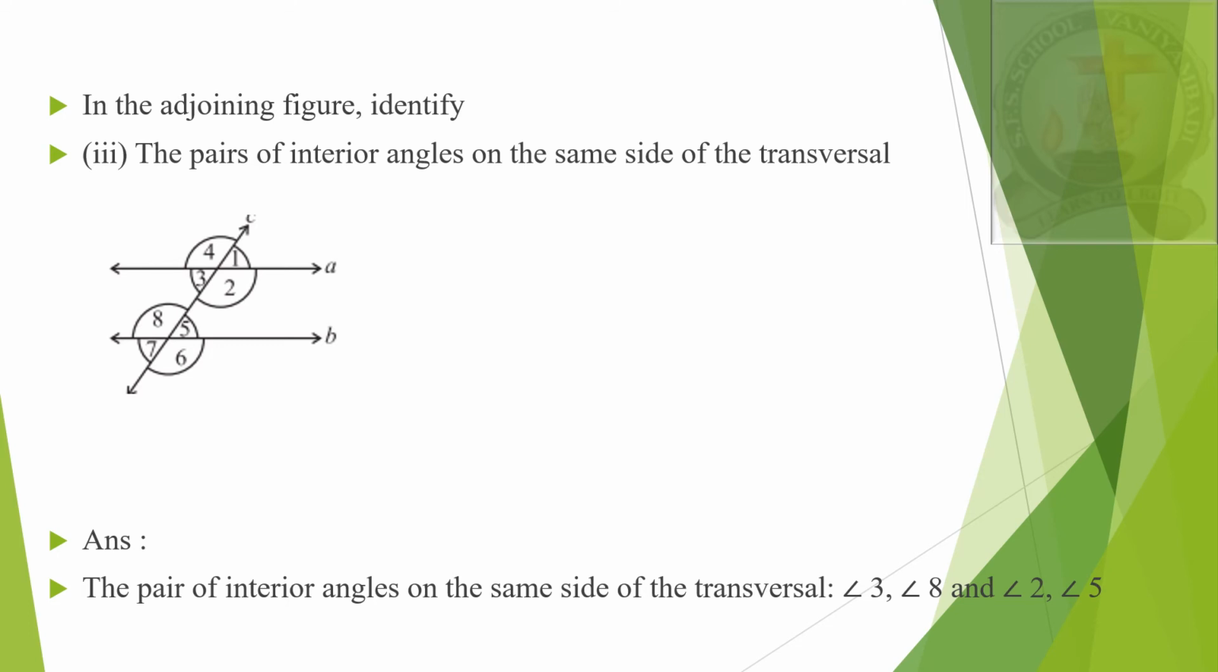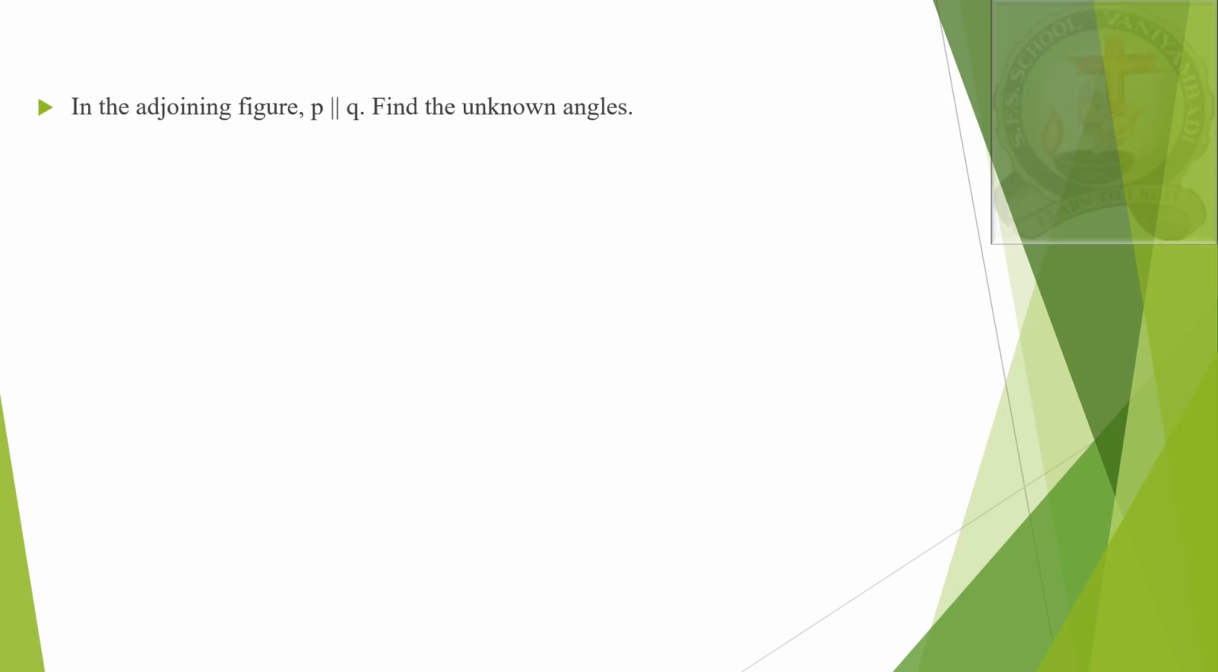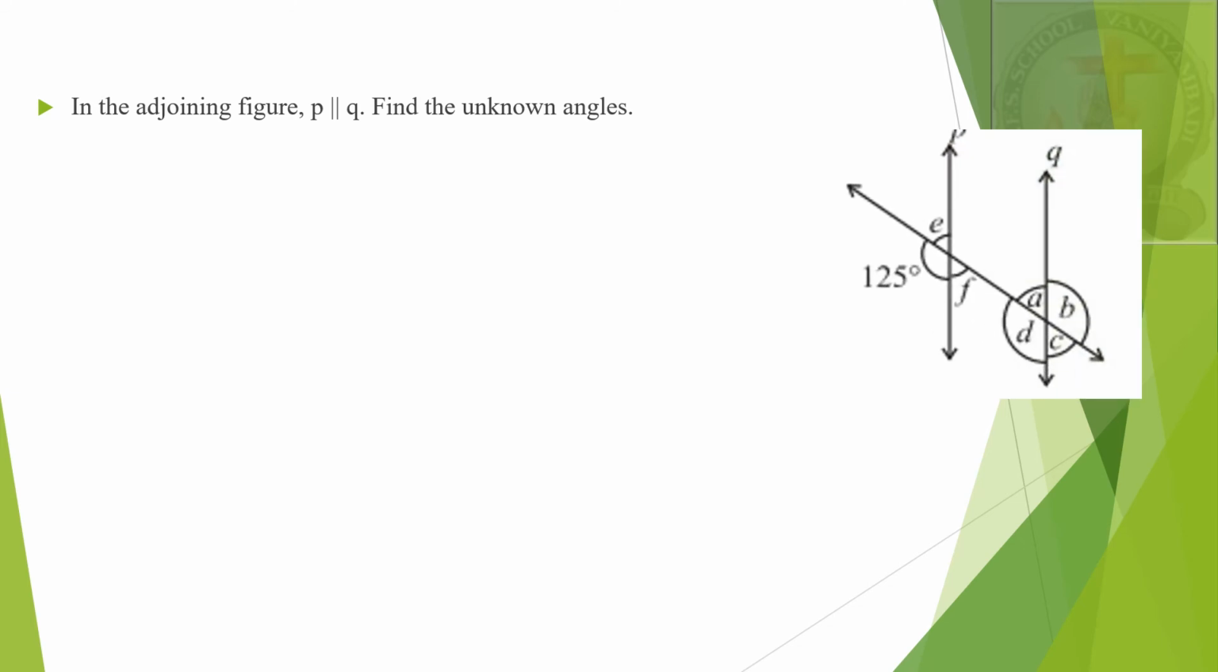The next question is, in the adjoining figure, P is parallel to Q, find the unknown angles. Okay, now it's a very easy one. So children, you can see the diagram very clearly. P and Q are parallel. The transversal line is this one, let me call it L. Now the question is, we need to find the values of E, F, A, B, C, D under different conditions. First, let me take 125 degrees plus E.